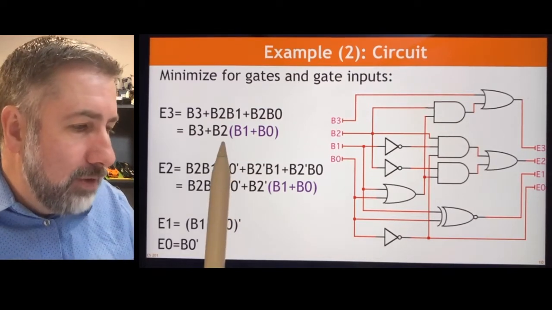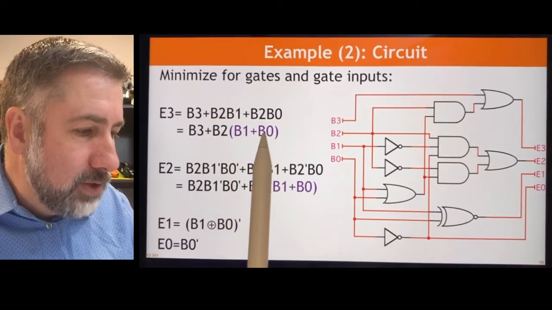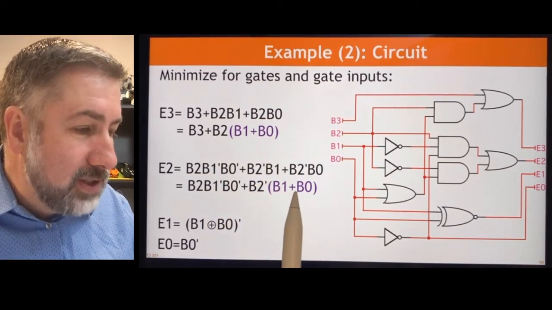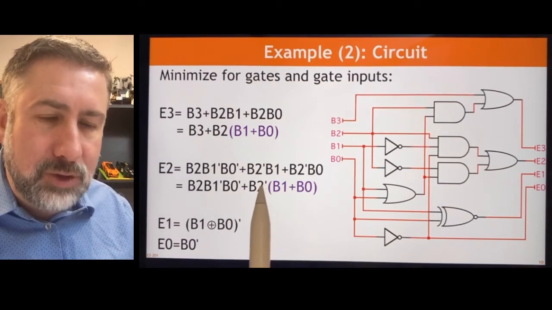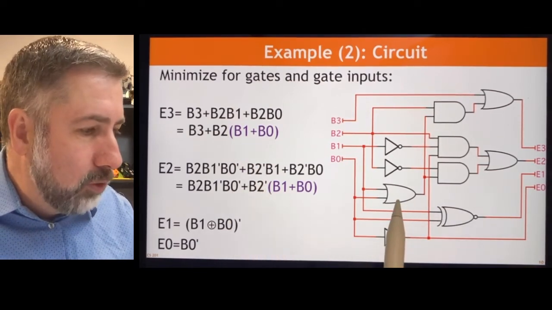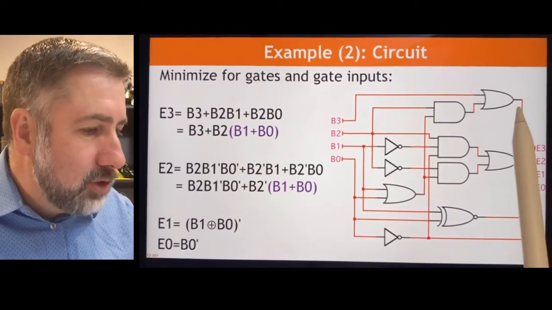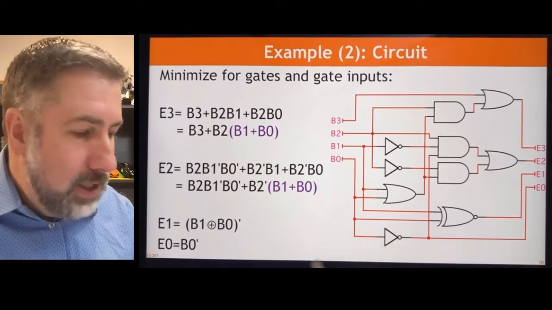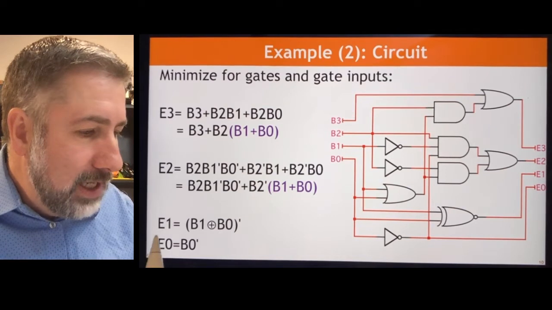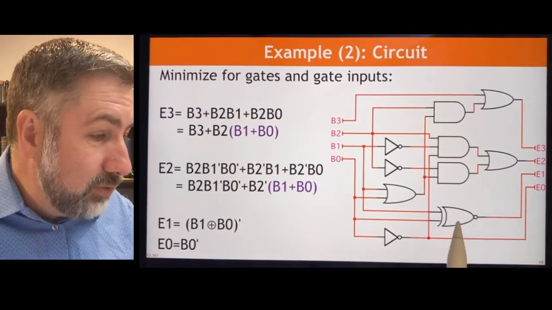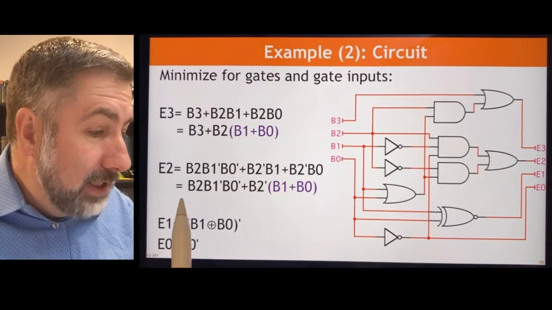And so if we use distributive to factor this B2 out of this and the B2 prime out of this, it will save us one gate because we don't have to calculate B1 or B0 twice. So that happens here. We do B1 or B0. We use that twice here and here. And then we can generate the rest of the circuit. E0 is easy. It's just inverting B0. Done. E1 is easy. It's just an exclusive NOR on B1 and B0. Done. E2 is a little bit more work.